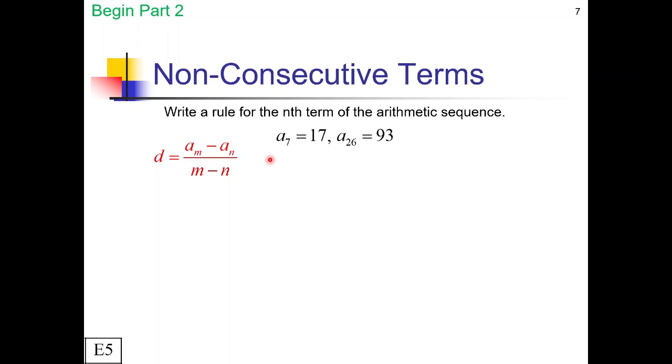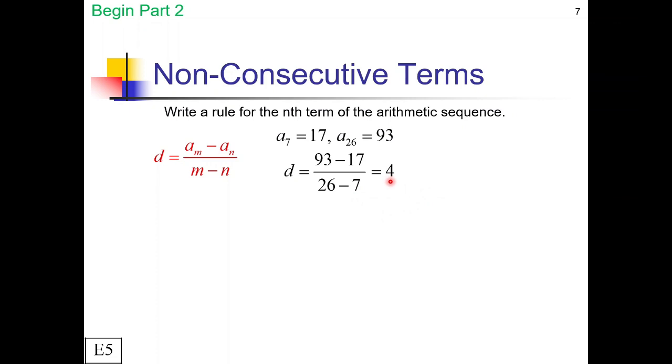In this case, this is going to be 93 minus 17 over 26 minus 7. So outputs minus output, input minus input. And then 93 minus 17, what is that? 76. And we're dividing that by 19. So I believe that's going to come out to 4 when all is said and done. But you could check it on a calculator if you wanted. So that gives us our common difference.